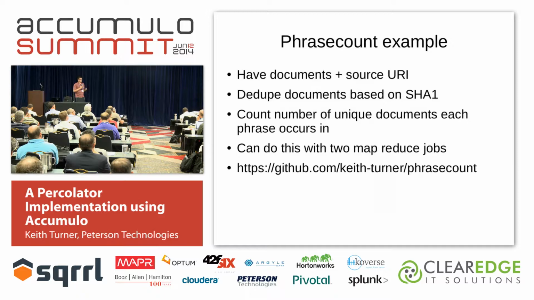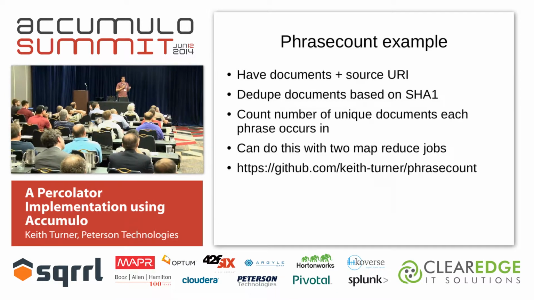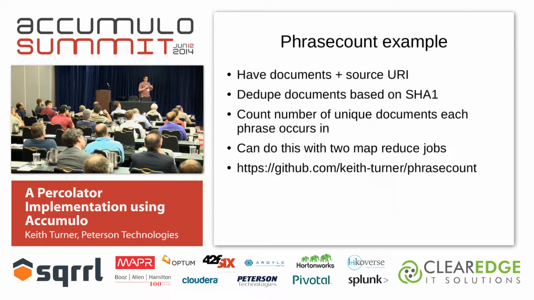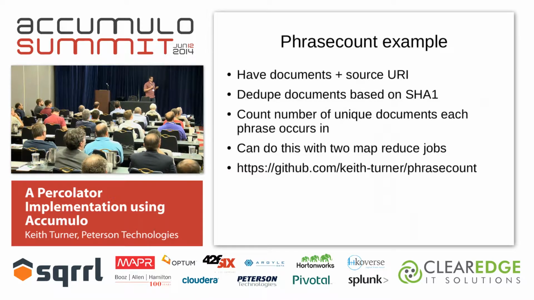And what the example does is you take a set of documents and you dedupe them. So if you had two web pages that had the exact same content, you would only compute the phrase counts for one copy of those, not both. So you dedupe them, and after you've deduped them, you compute the phrase counts. This could be done with two MapReduce jobs. It'd be pretty simple. One MapReduce job to dedupe, and then another MapReduce job to count the phrases.